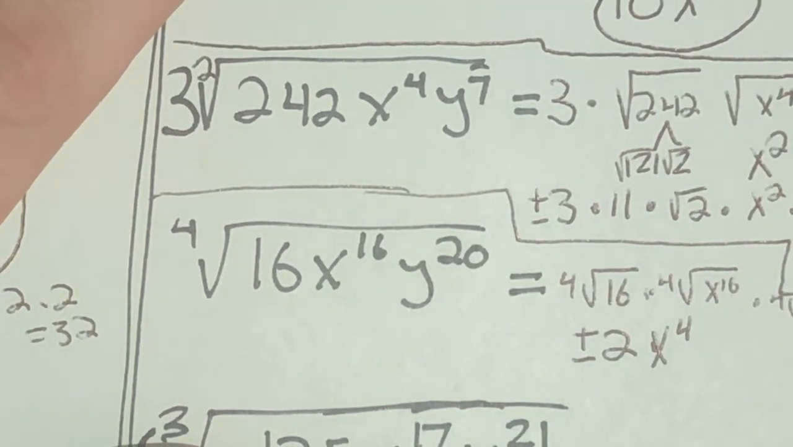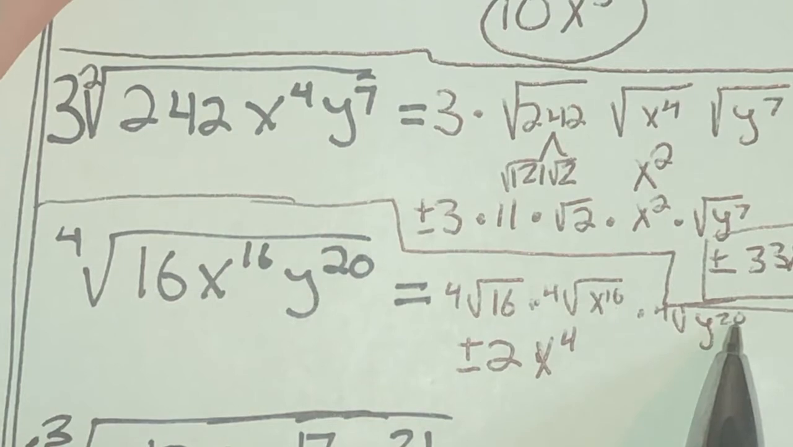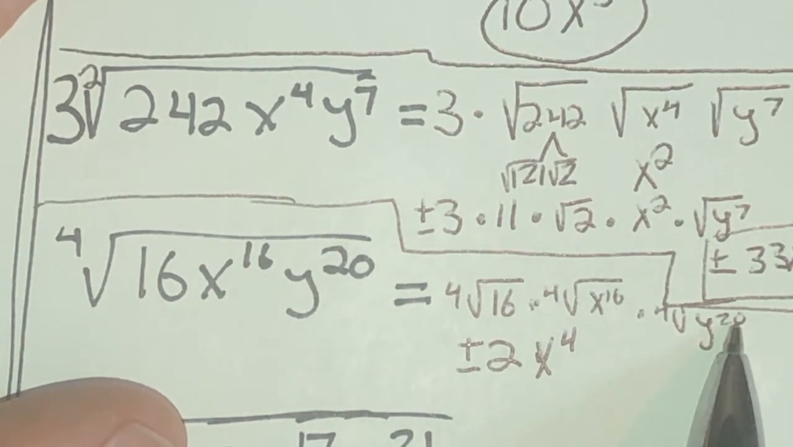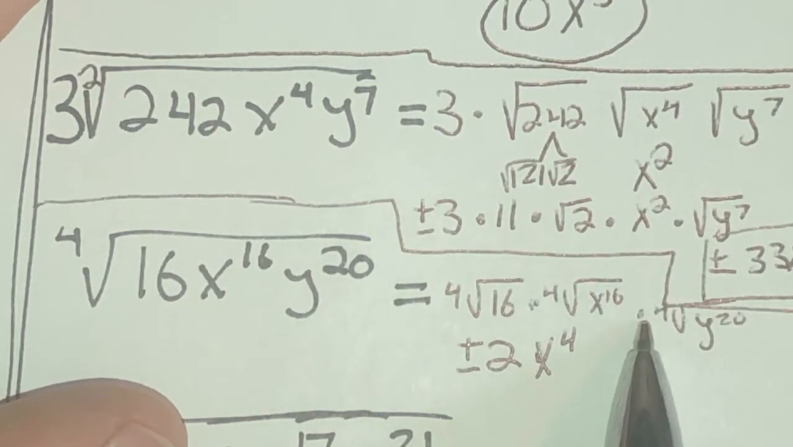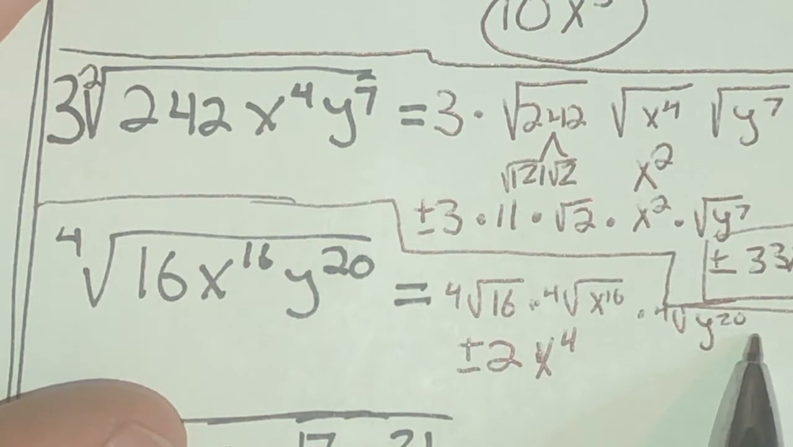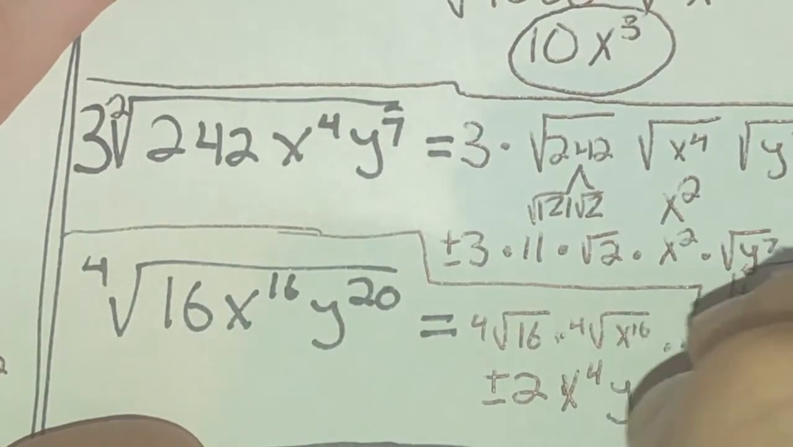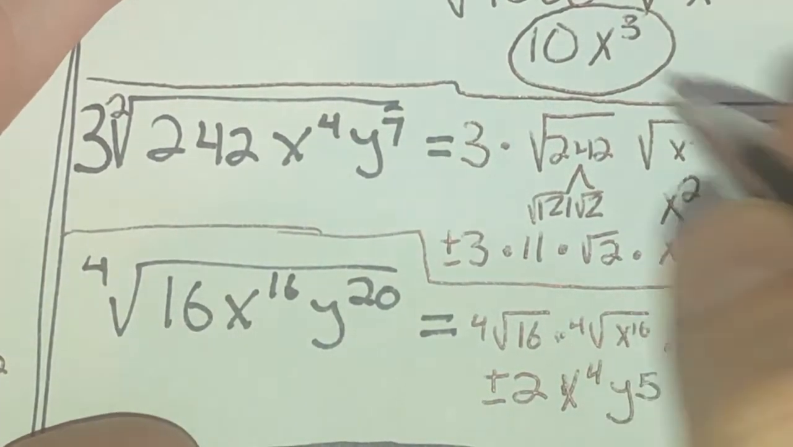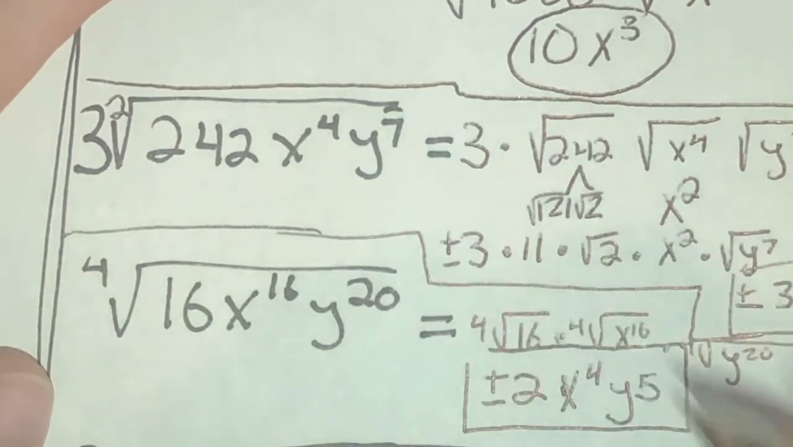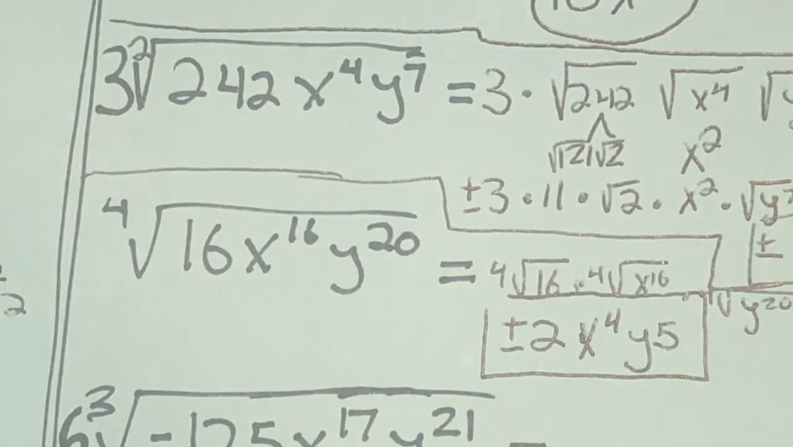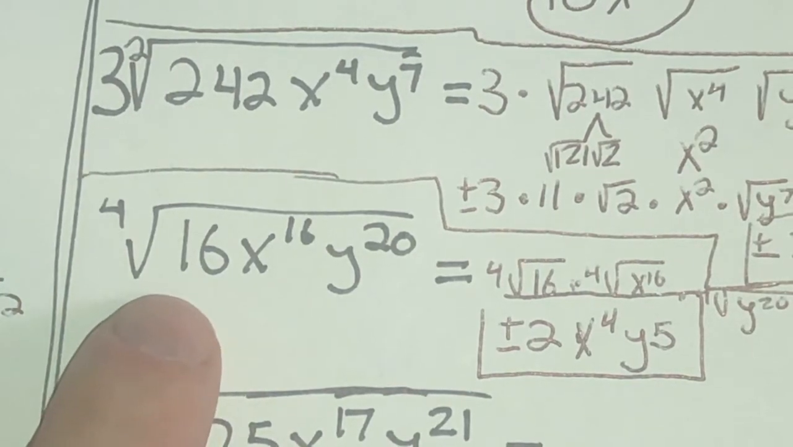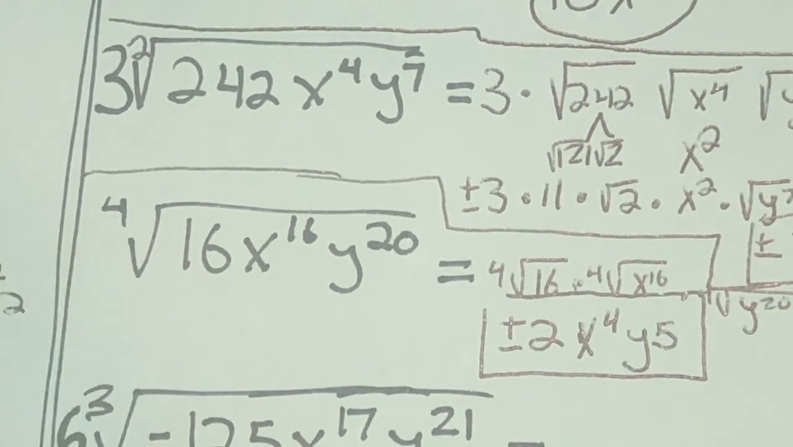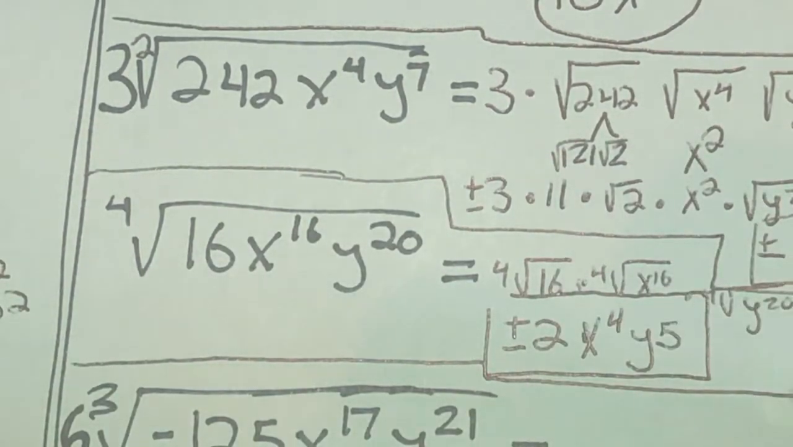I bring that down. Now, 20 needs to be divisible by what? In order for it to simplify and stay outside of the root, it has to be divisible by 4. Is 20 divisible by 4? Yes. So it becomes y to the what? To the 5th. Okay? And it's positive or negative because, again, we have a situation where it is an even index. All right, next one.